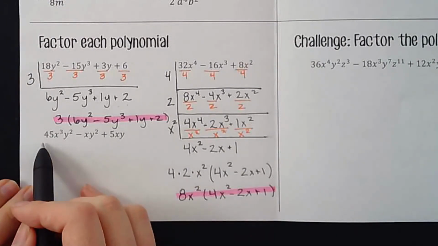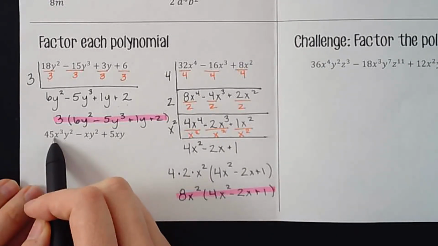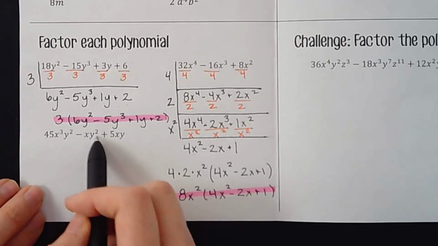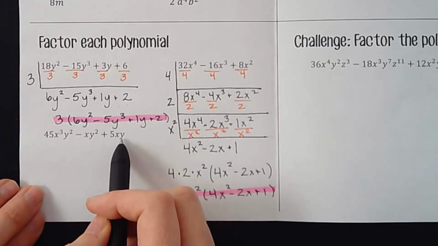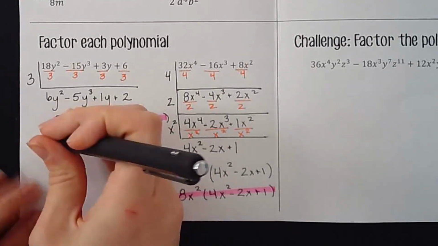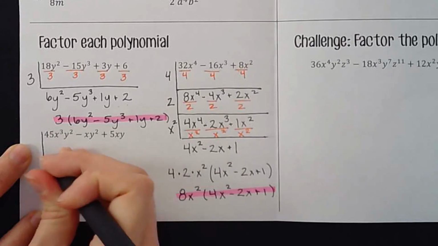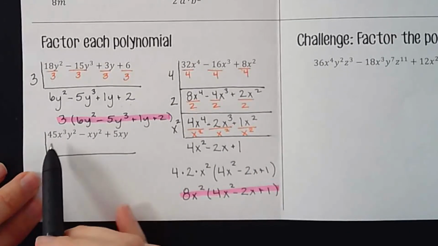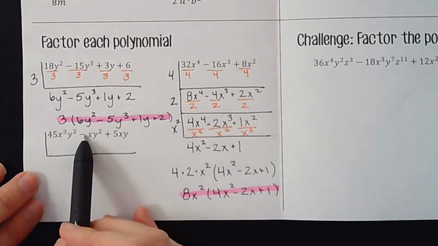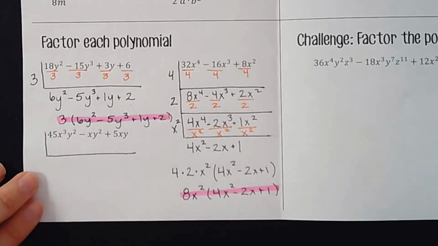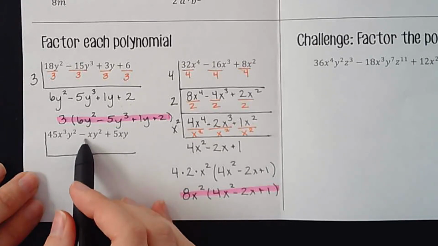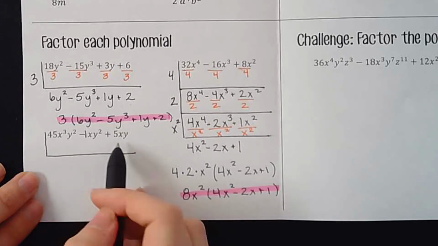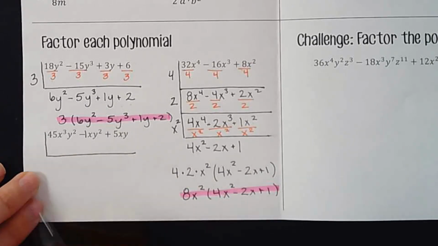So my polynomial is 45x to the 3rd power y squared minus xy squared plus 5xy. So first step, I'm going to draw my upside down division sign. I'm starting with my coefficients. What can I divide 45, negative 1, and 5 by? Well, I could divide them all by 1, but that's not going to change any of these numbers. So I can't pull out any numbers this time.